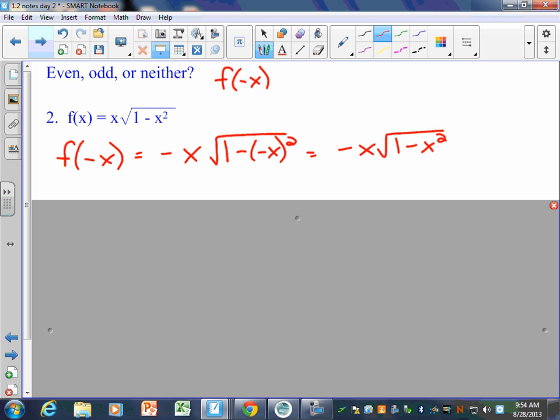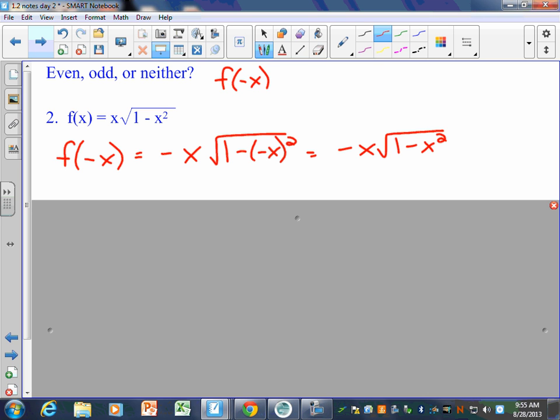Because it's addition and subtraction, you can't break up addition and subtraction under a radical. This is not just 1 minus x. If it was multiplication, you could say, oh, that's just 2x, because I can take the square root of 4 and the square root of x squared. But you can't do that with addition and subtraction. It's stuck together. Okay?